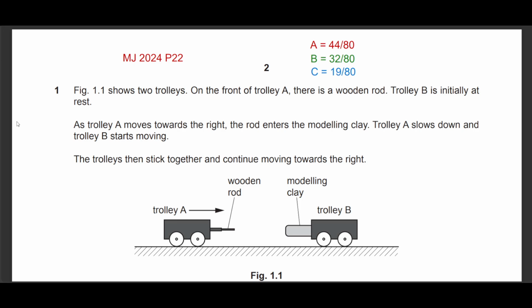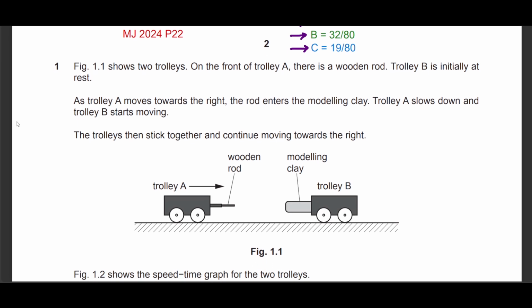Alright, this is May/June 2024, paper 22, O-Level 5054 Physics. The grade threshold for this paper for an A grade was 44 out of 80, the raw mark for B was 32 out of 80, and the raw mark for C grade was 19 out of 80. As we solve this paper together, we will realize that this is not a difficult task to do.